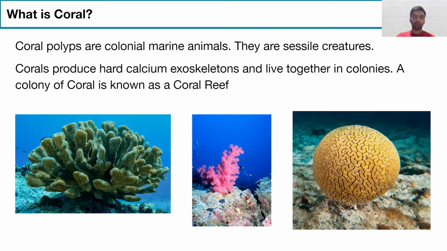Now, coral polyps are colonial animals, which means that they live in colonies or in groups, and a colony of coral is known as a coral reef. So when a coral polyp dies, it actually leaves its exoskeleton behind, and new coral is formed on top of this exoskeleton. So over time, as generations of coral pass, the coral reef keeps getting larger and larger in size.